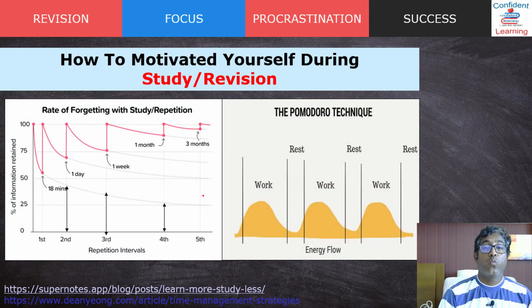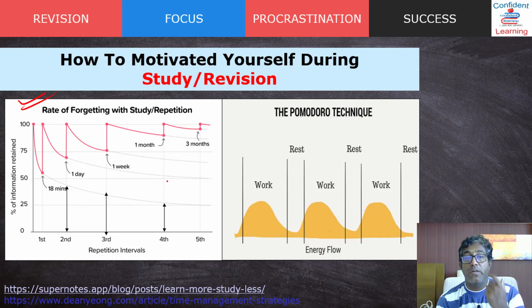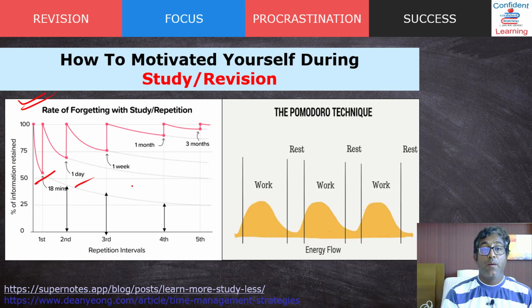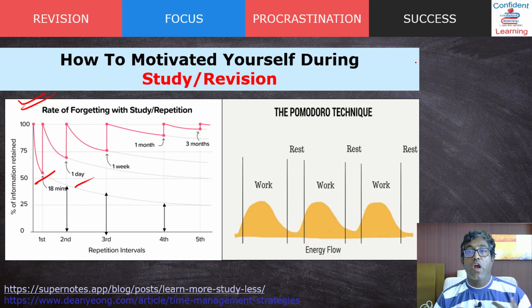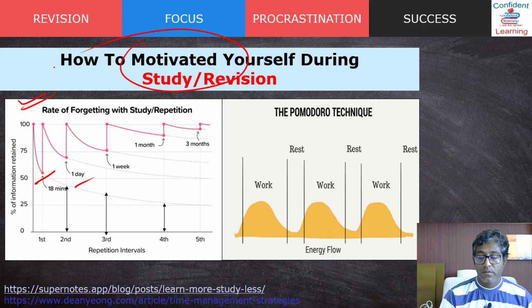Now I told you about why we need revision. Revision is required because we forget the material, the content we read, after 18 minutes, then 1 day, then 1 week, like this. But are you able to read and revise effectively? Are you happy to do the revision? Are you getting motivated enough to do the revision? This is the question.